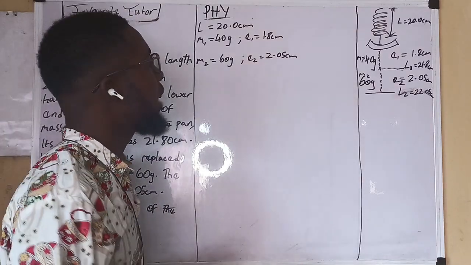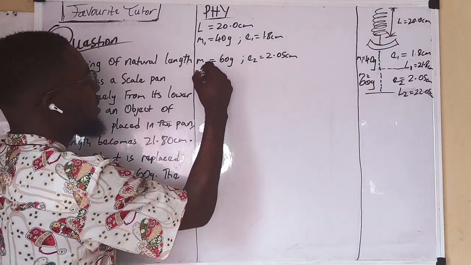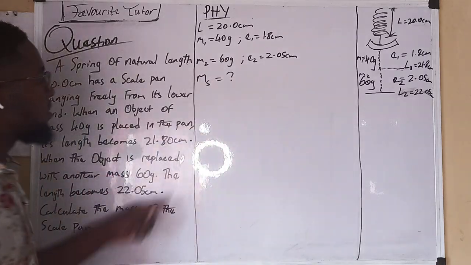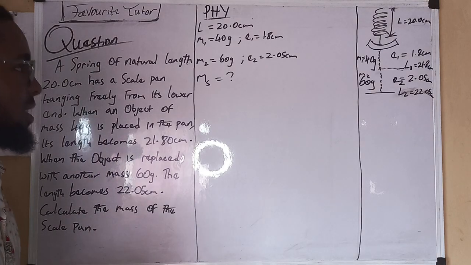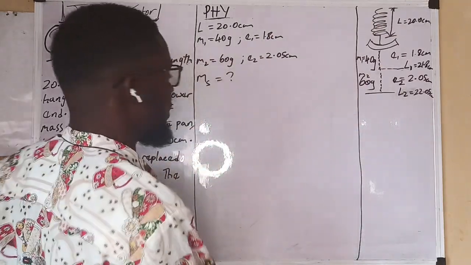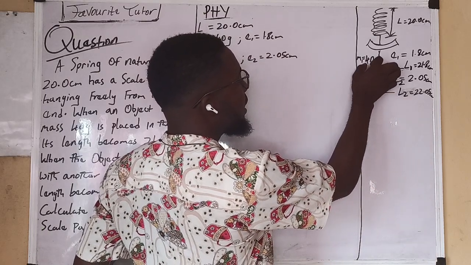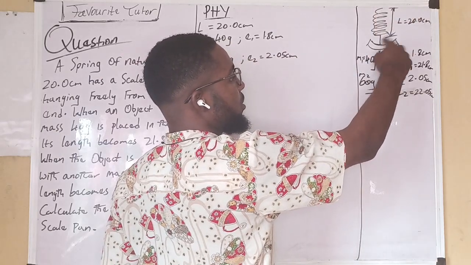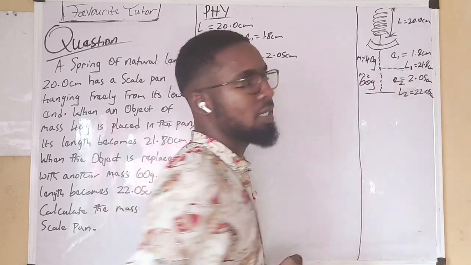So what are we looking for? The mass of the scale pan. Let us say the mass of the scale pan is m subscript s. Let us use this symbol for the mass of the scale pan. With the use of this diagram, we can really understand this concept. We know that when we add 40 gram on the scale pan, the spring dropped and has a new length.